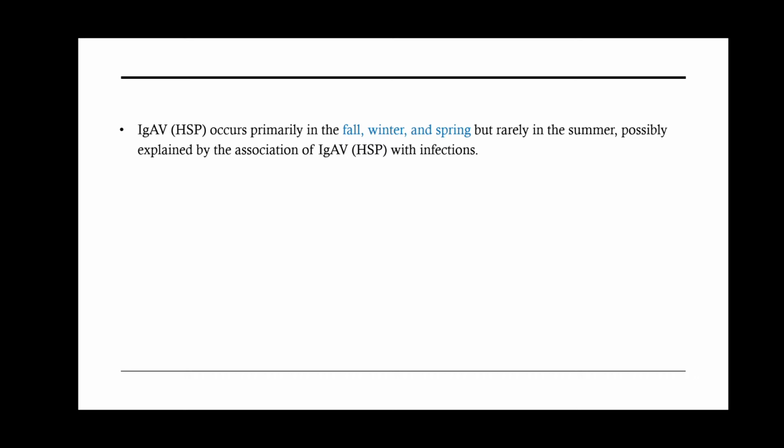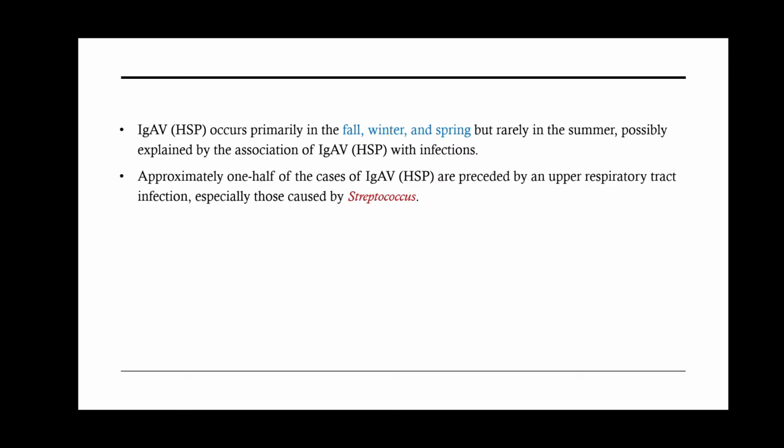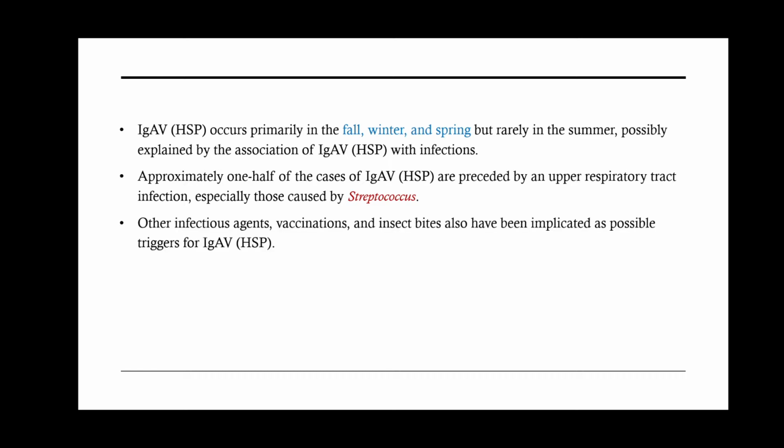So IgA vasculitis or HSP, which is short for Henoch Schonlein Purpura, occurs primarily in the fall, winter, and spring, but rarely in the summer, possibly explained by the association of IgAV with infections. So we'll come to that later. Approximately 1/2 of the cases of IgAV are preceded by an upper respiratory tract infection, especially those caused by streptococcus. So that is the reason why it is mostly in fall, winter, and spring.